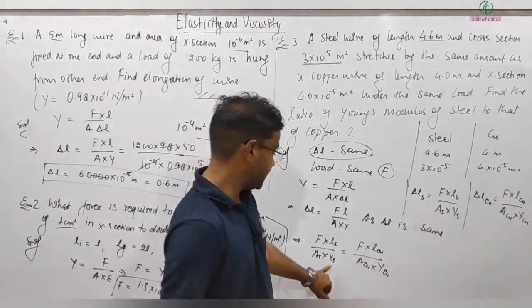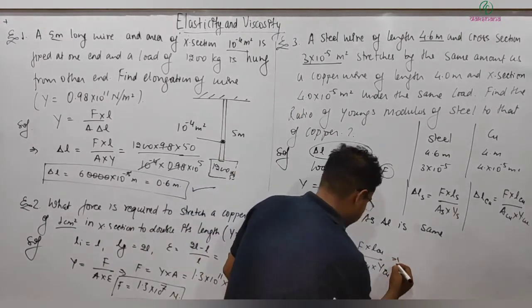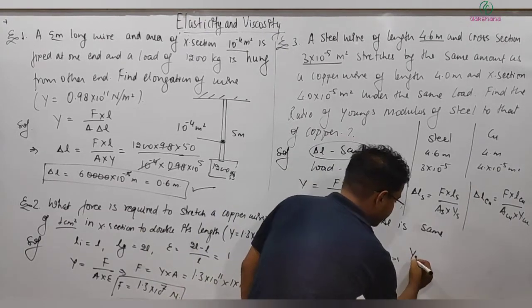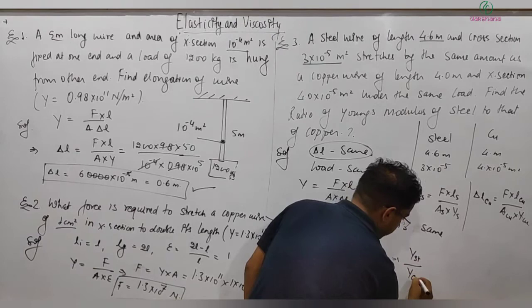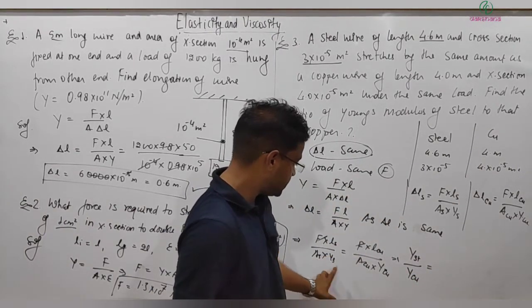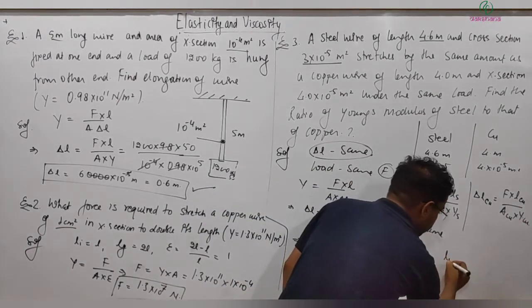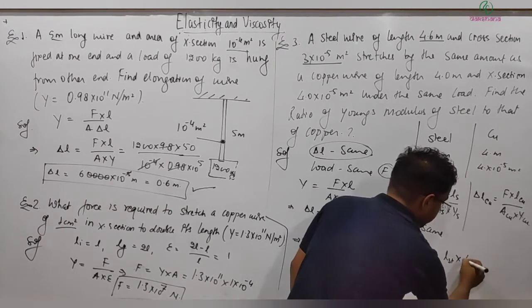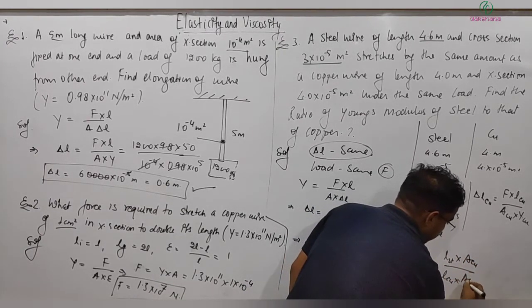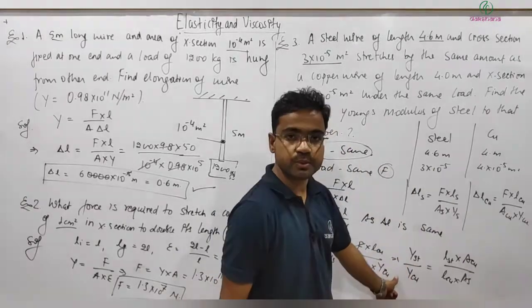And we are asked to find the ratio of what? Young's modulus of steel to that of copper. So Y steel divided by Y copper, F gets cancelled. It's coming out to be L steel divided by area of steel, multiplied by area of copper divided by L copper. So this is L steel multiplied by area of copper divided by L copper multiplied by area of steel. This is the ratio that we are supposed to calculate.